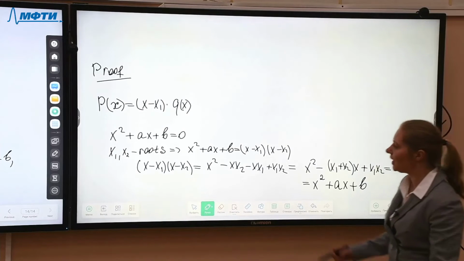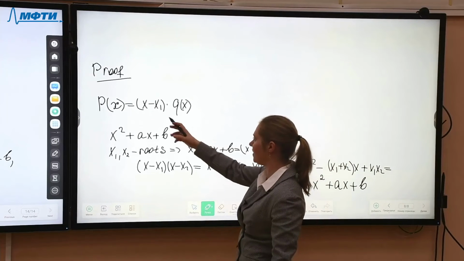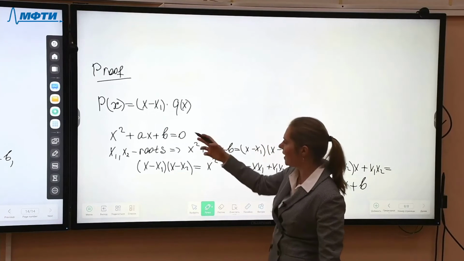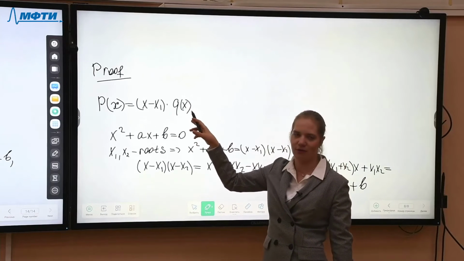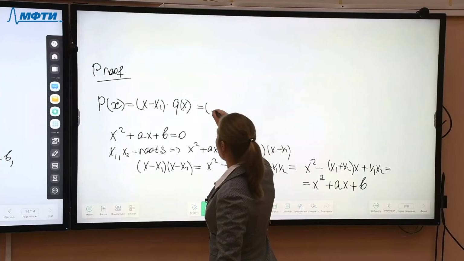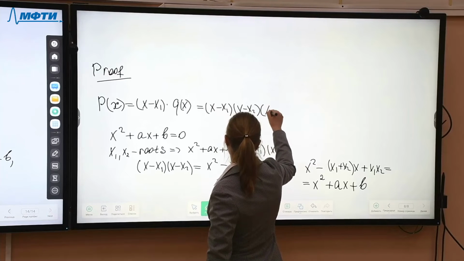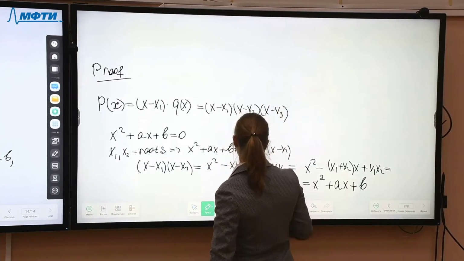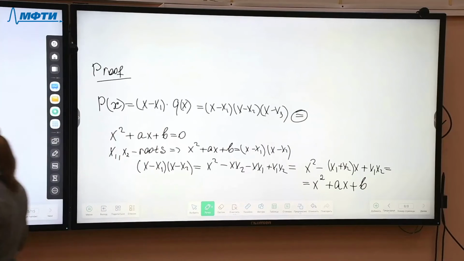So if our cubic equation has three roots, one of them is x1, we can say that x2 and x3 are the roots of this polynomial q of x. And we can factorize this polynomial as x minus x1, x minus x2, x minus x3. And now let's open the brackets.